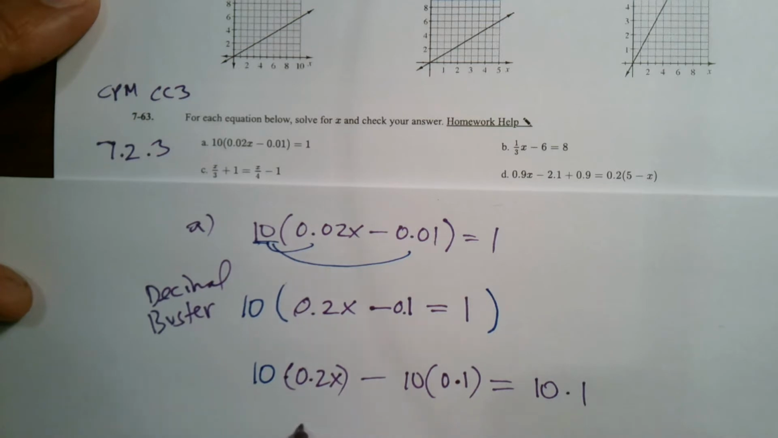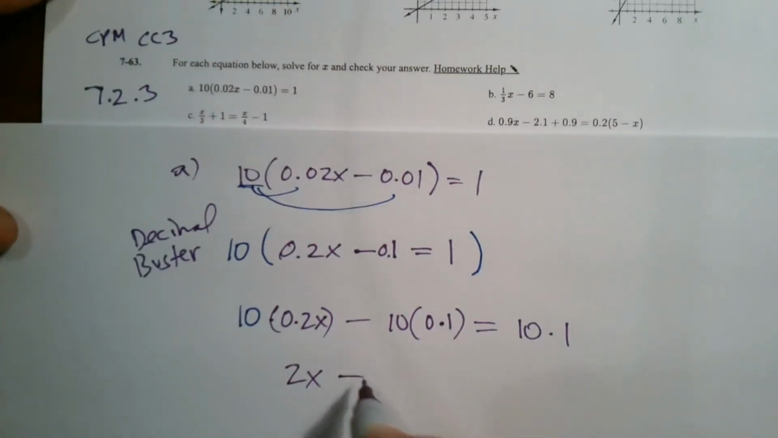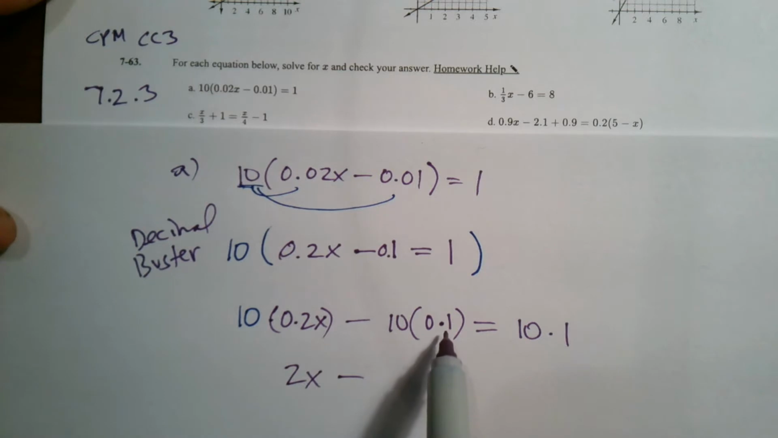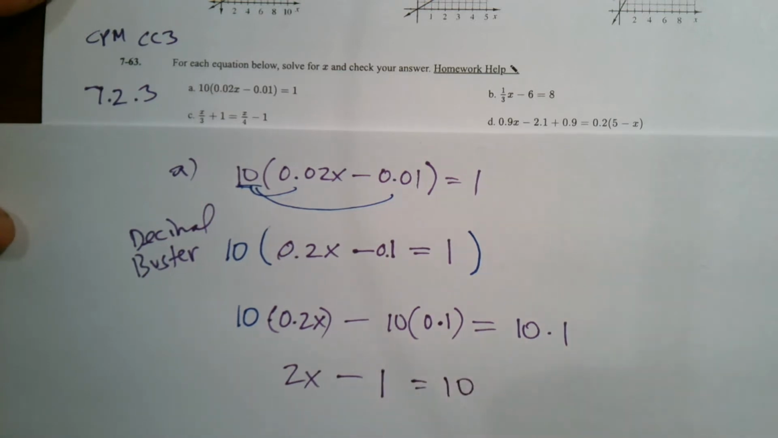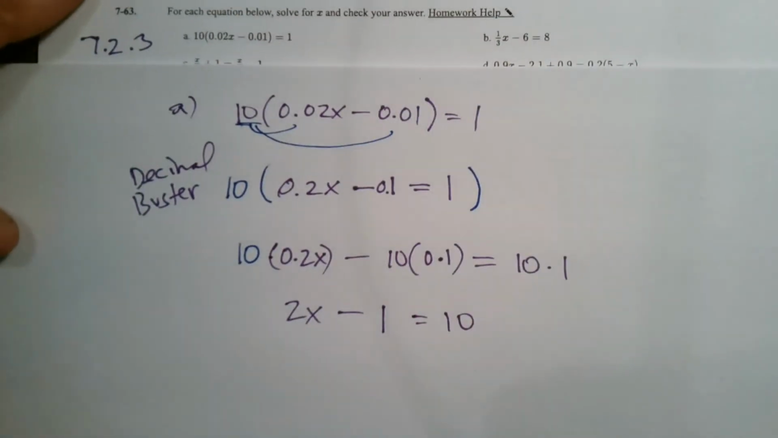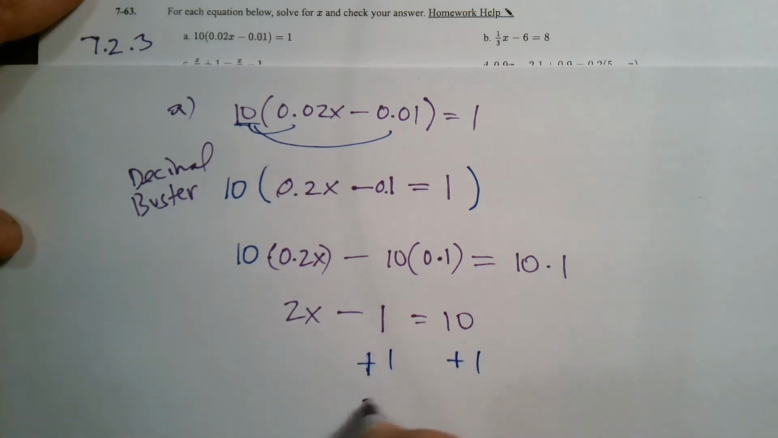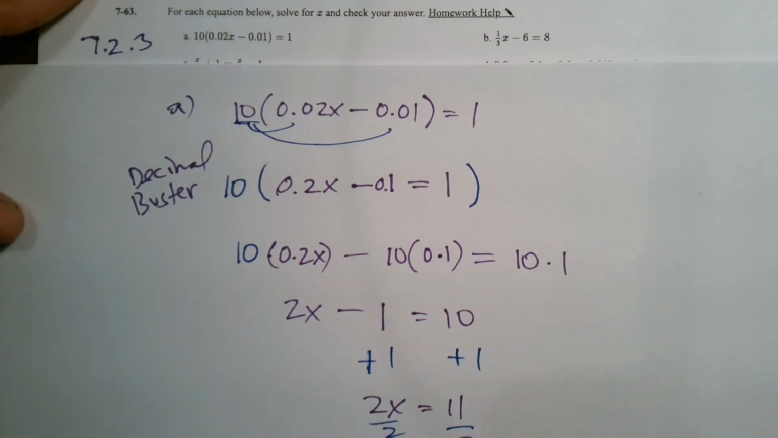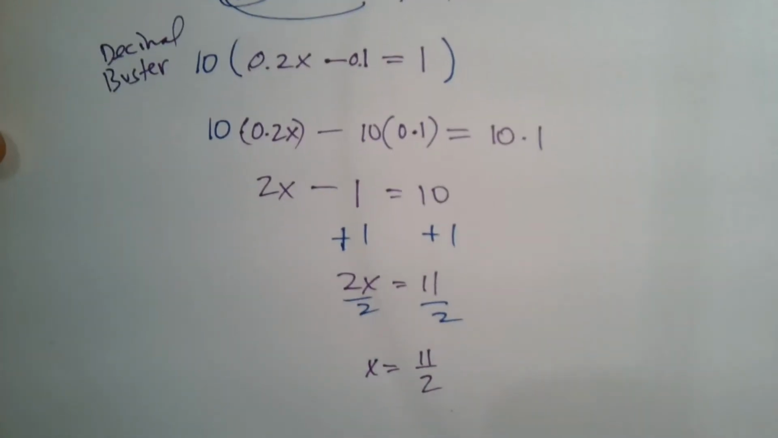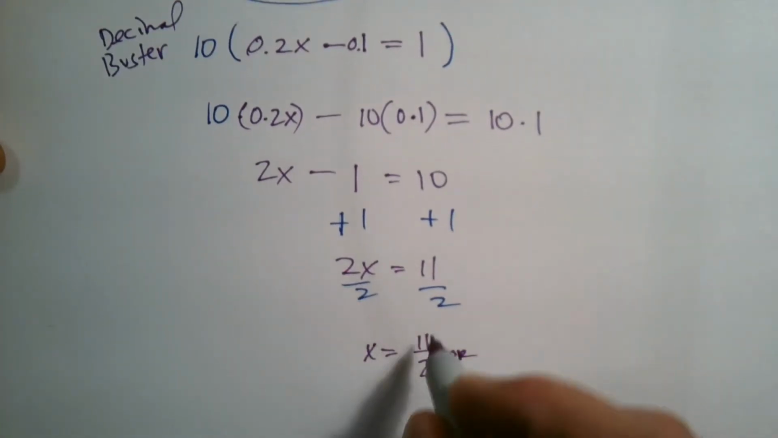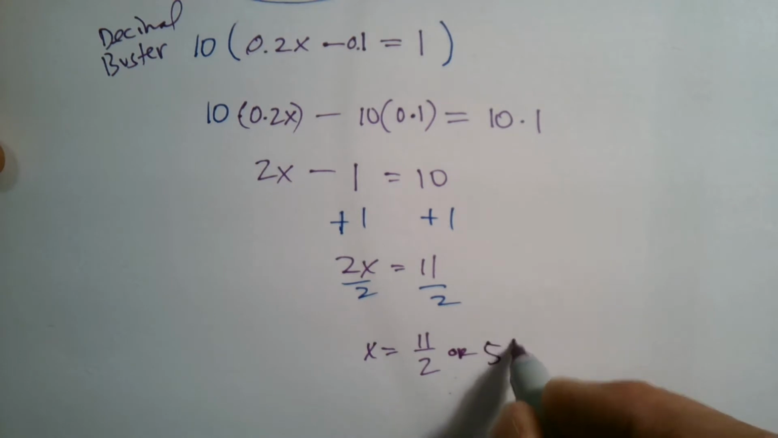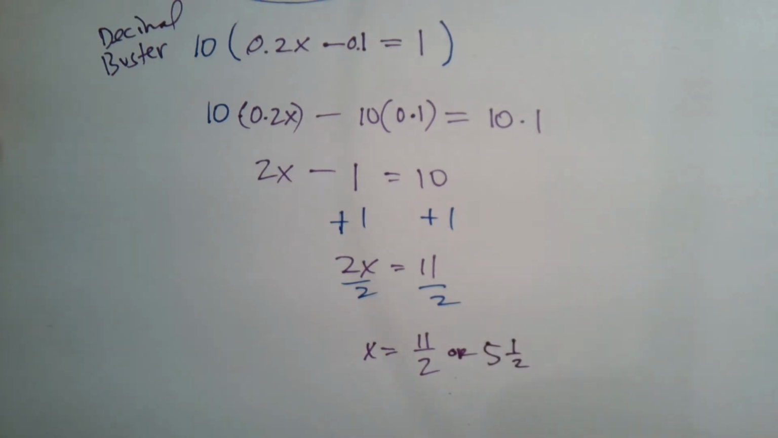So 10 times this moves the decimal place once, becomes 2x, minus 10 times 1/10 is just 1, equals 10 times 1 is 10. Now I have a nice equation without any decimals. So I just follow the process. Add 1 to both sides. We have 2x is equal to 11, and then divide both sides by 2. And therefore x is equal to 11 over 2. You can either say 11 over 2, or if you wanted to, you can write it as a mixed number, 5 1/2, or even 5.5.